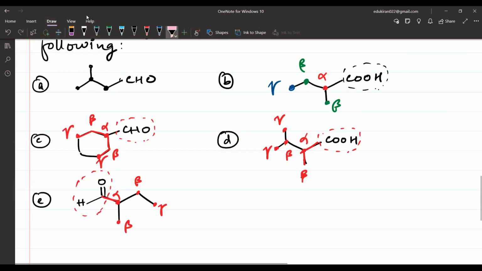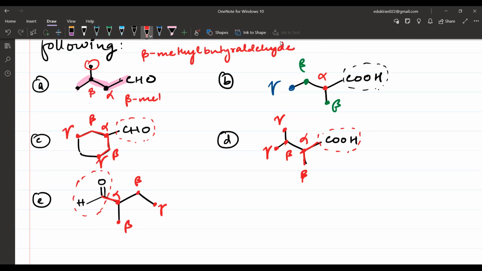Now, please see. This is going to be my main chain with 4 carbon atoms, and I have a methyl group at which position? This is alpha and this is beta position, right? So what is this? This is beta methyl butyraldehyde. Or we can also write this as beta methyl butanol.